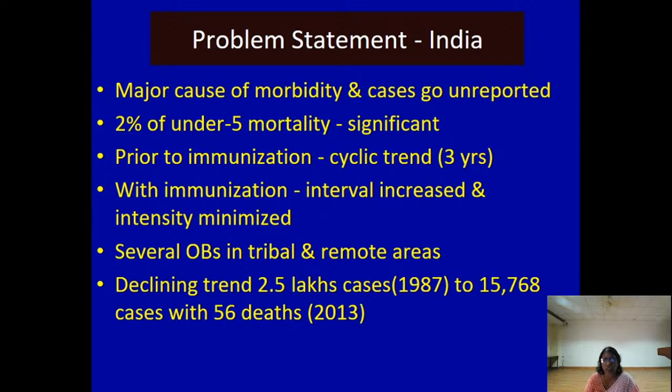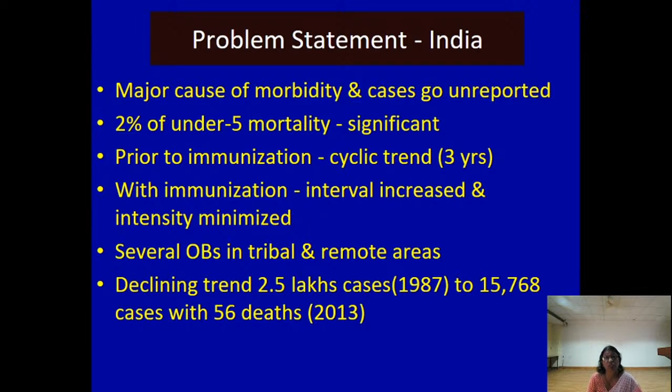Prior to immunization, it was a cyclic trend. That's why I was telling you all that it is a seasonal disease and it occurs once in 3 years. When you look at the graph, the line graph, you see that every 3 years there is a peak. So that is called cyclic trend. There are different ways of presentation of the data, which you are already taught in statistics. There you will see that measles represents as cyclic. So once in 3 years there is a peak. Got it? So it is a cyclic trend and it's a seasonal disease.